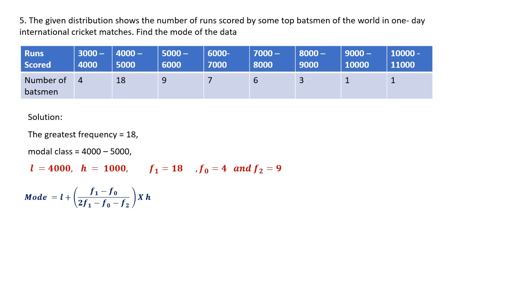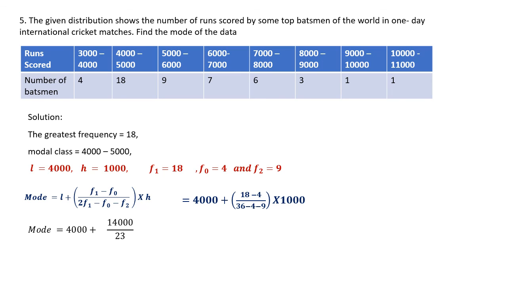So we apply the formula: mode equals L plus (F1 minus F0) upon (2 F1 minus F0 minus F2), the whole into H. Substituting, 4000 plus (18 minus 4) upon (2 into 18, that is 36, minus 4 minus 9), the whole into 1000. Let's solve this separately. 18 minus 4 gives 14, and 14 into 1000 is 14,000.